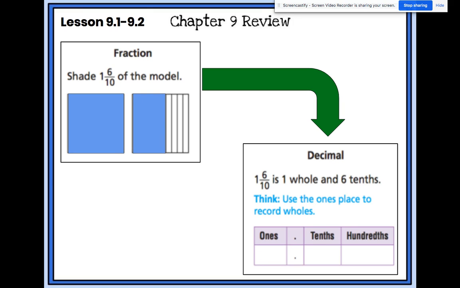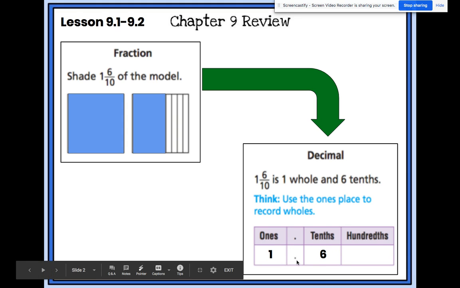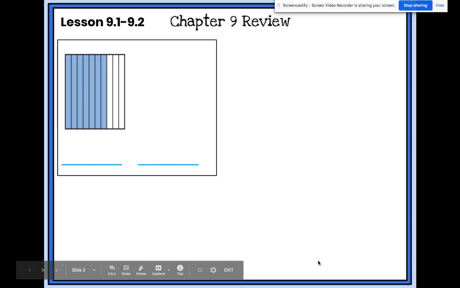So if I want to record 1 6/10 as a decimal, since our model at the top has one whole shaded in our ones place, we're going to write the digit 1. Then we're going to move into the tenths place. And since our model was divided into 10 equal parts, we already know we're working with tenths, and we shaded 6 of them. So we write the digit 6. 1 and 6/10.